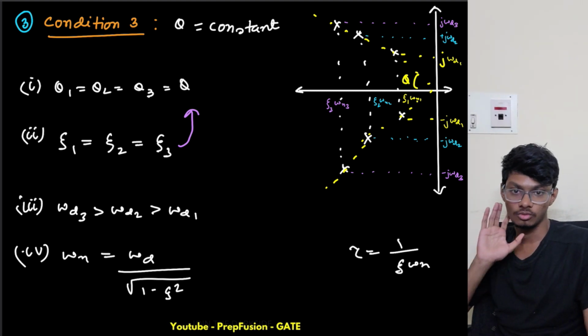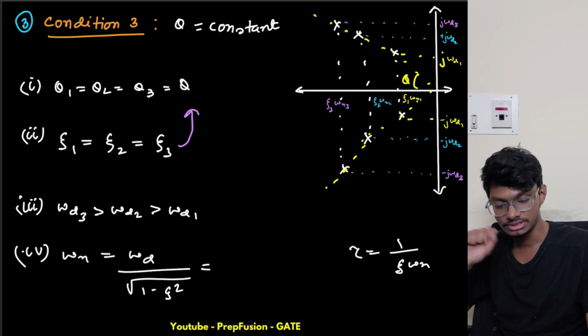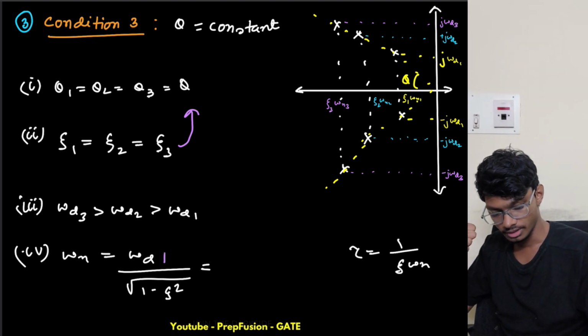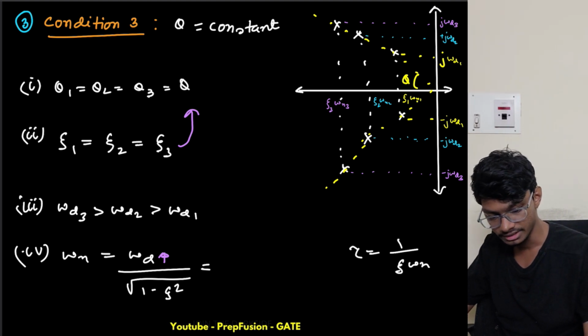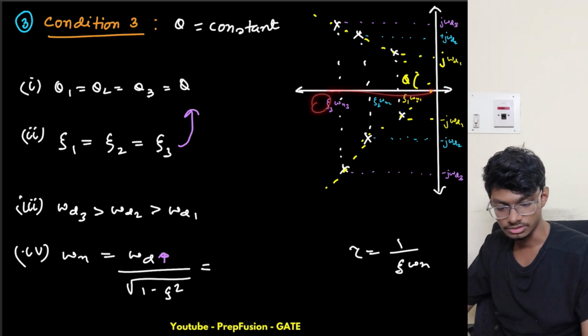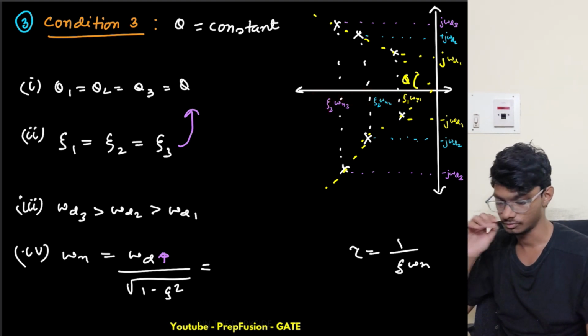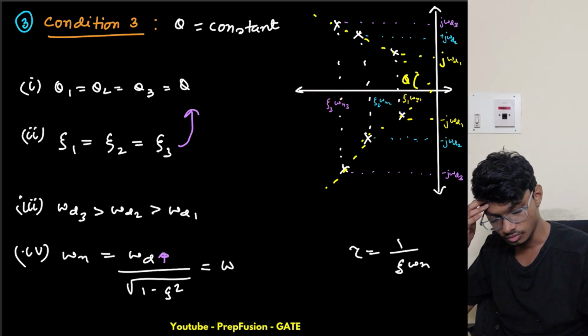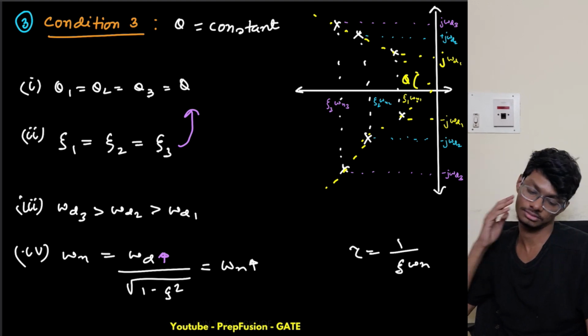Okay, so this is my omega n. Zeta is constant, omega d is increasing, right? Omega d is increasing and zeta is constant, so omega n will also obviously increase, because zeta is constant and it is going in this direction. So omega n will increase.